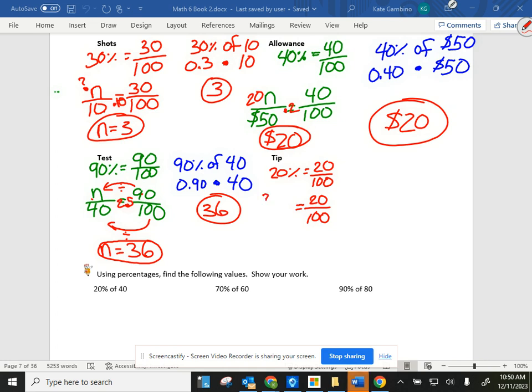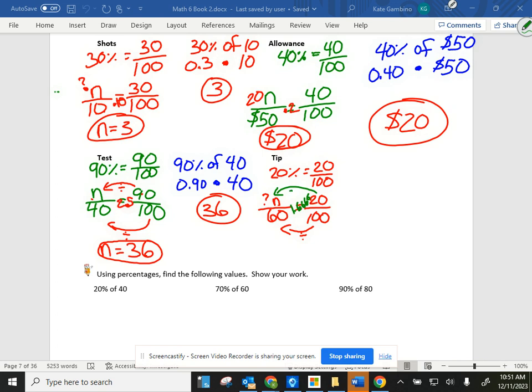So I want to know that N, how much did I leave out of the $60? So if we had $60, it would be N over 60. So how do I go from 60 to 100? I don't know off the top of my head, so I would divide. 100 divided by 60. That would be 1.6666. So I don't know what to multiply that by to get to 20.